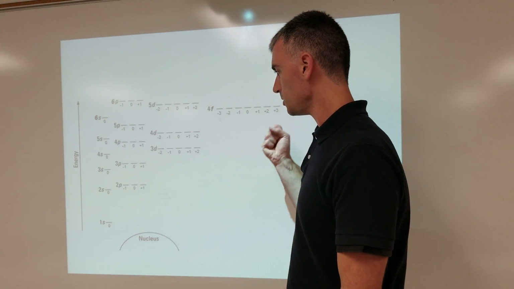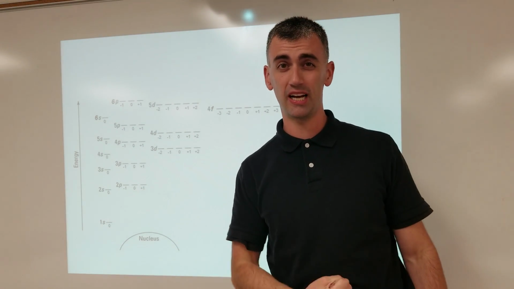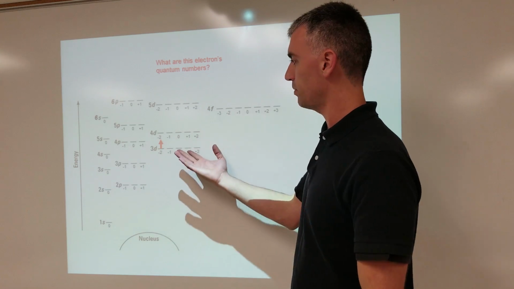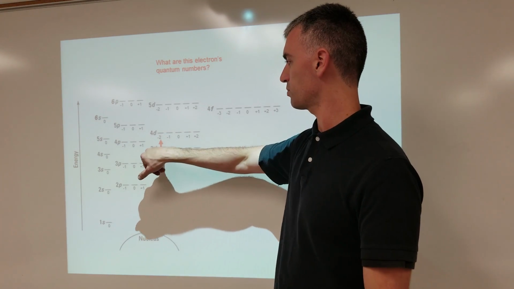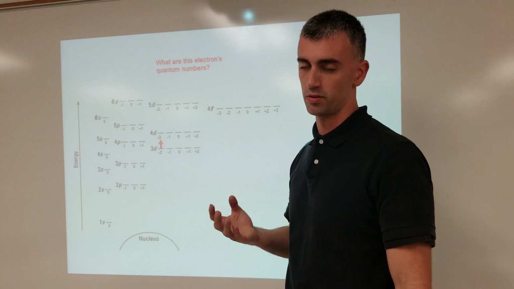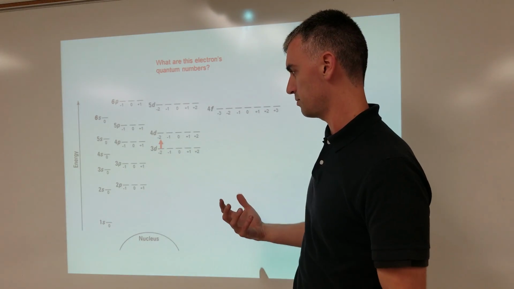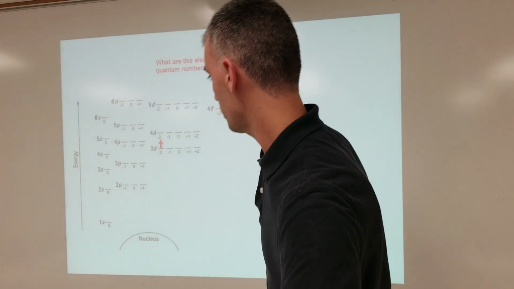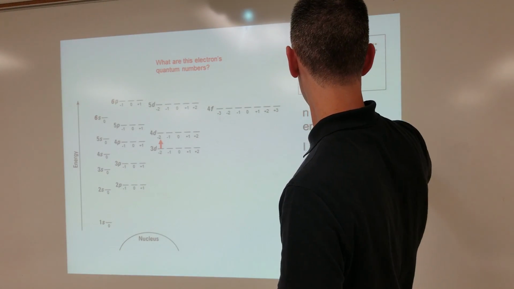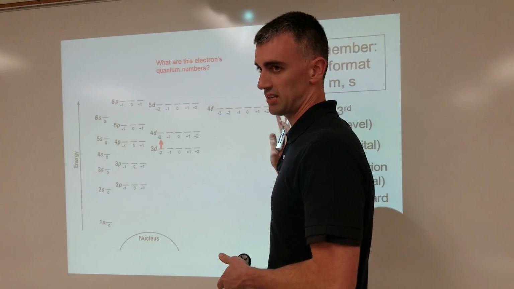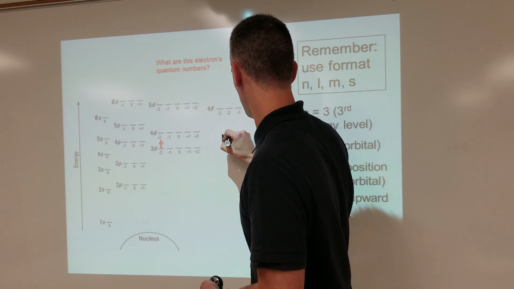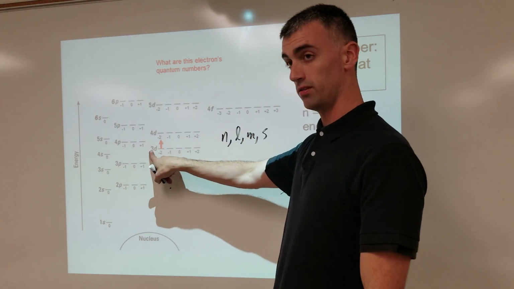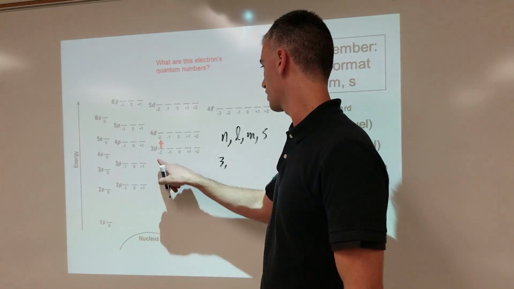So let's do an example of how you actually apply quantum numbers to this. Here's an electron right here in this orbital. What are its quantum numbers? The quantum numbers will describe essentially its location, and we're going to look at that formatting, N, L, M, S, where N is the energy level. In this case, it's 3.